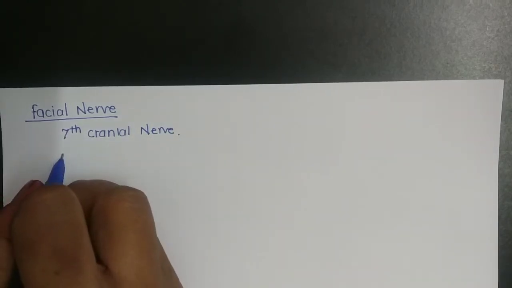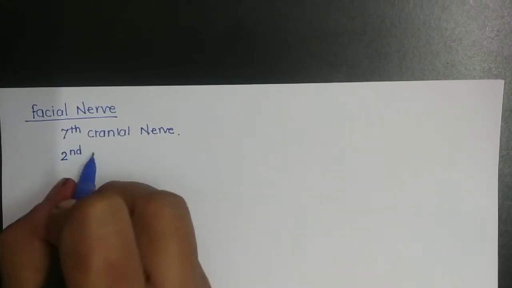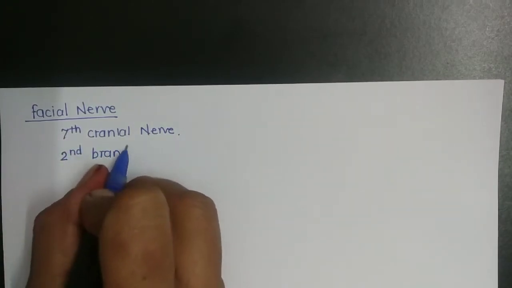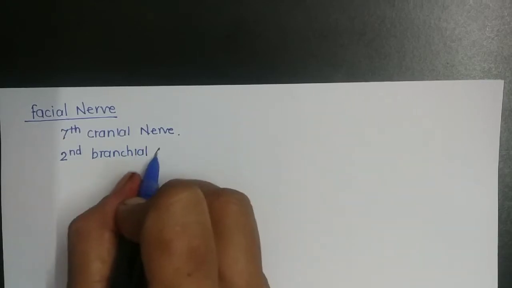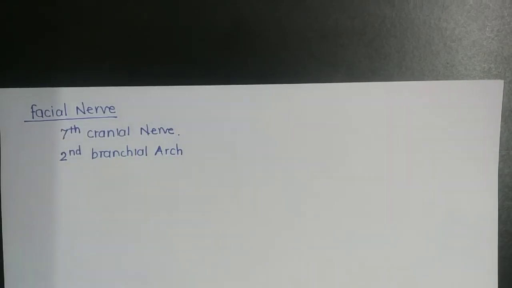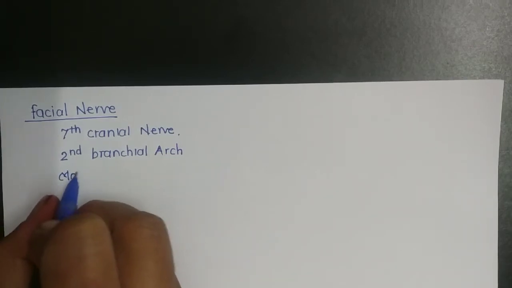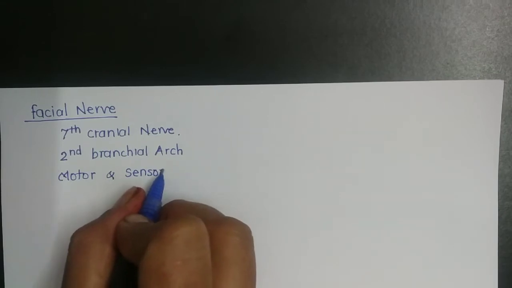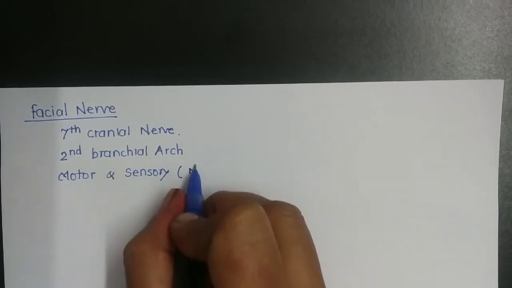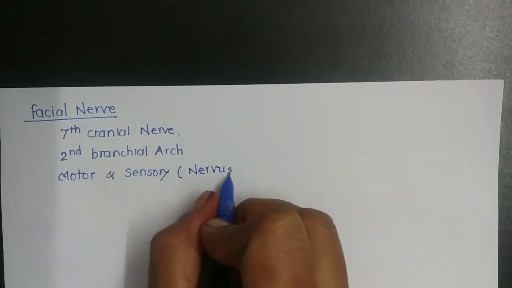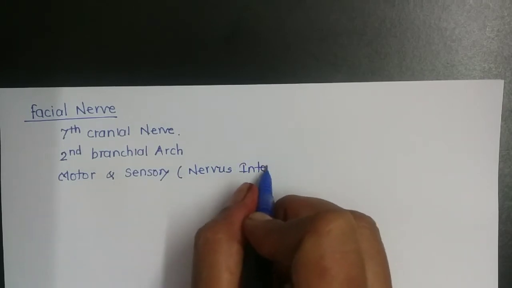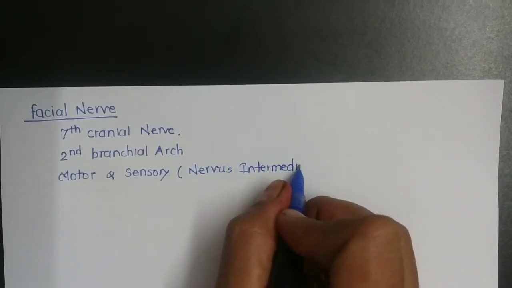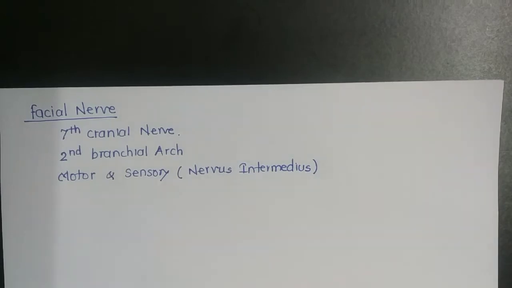Facial nerve, it is a nerve of second branchial arch, that is the hyoid arch. It consists of two roots, motor root and the sensory root. The sensory root, it is also called as nervus intermedius. So there are two roots, motor root and sensory root.